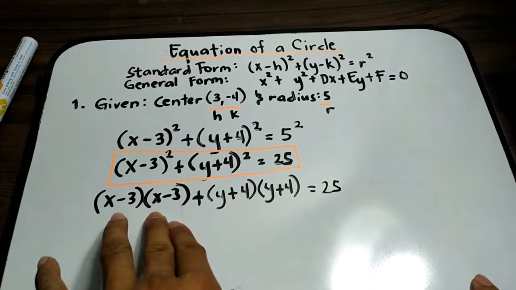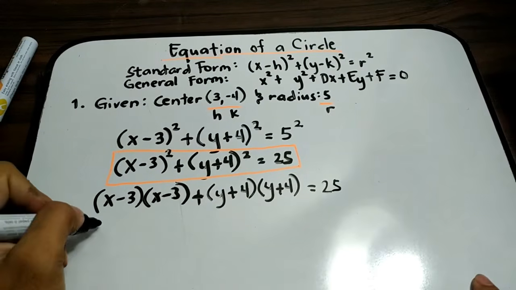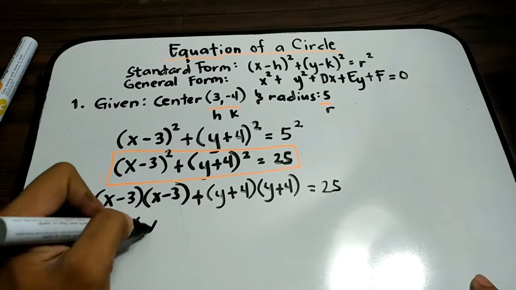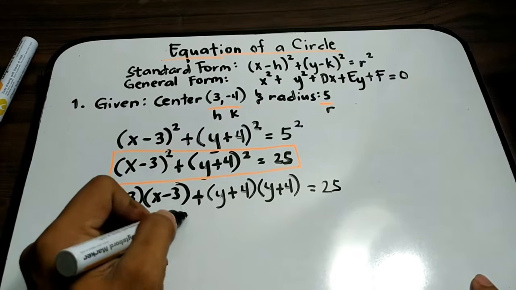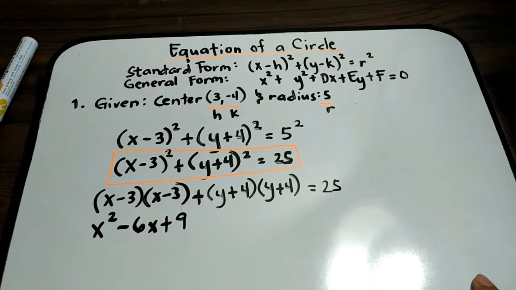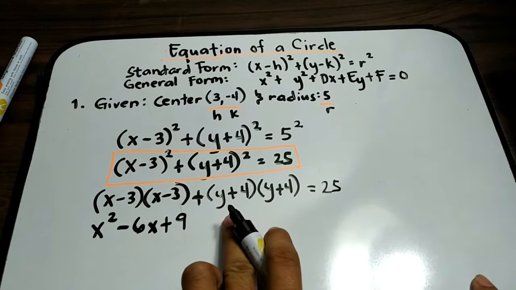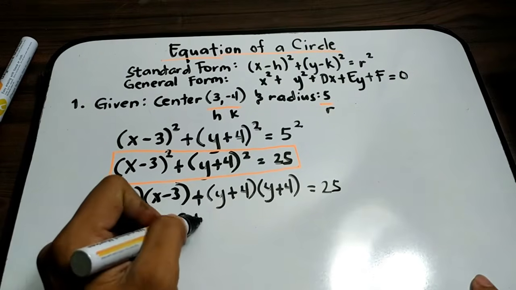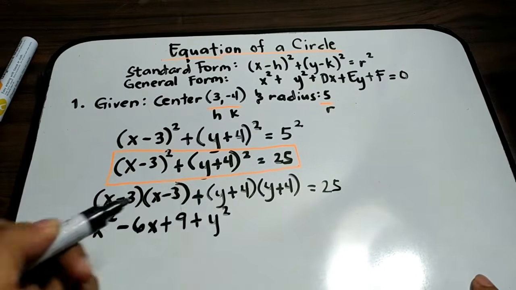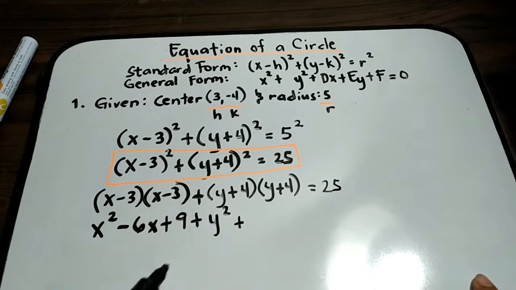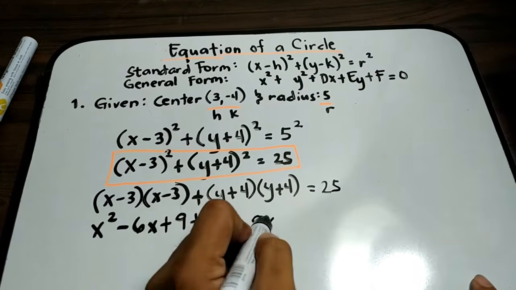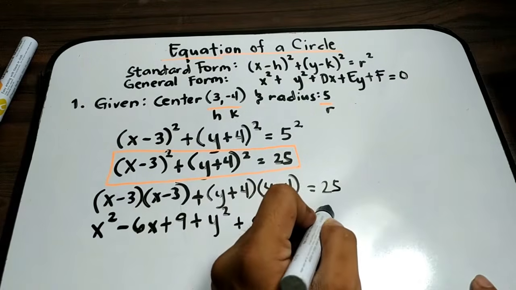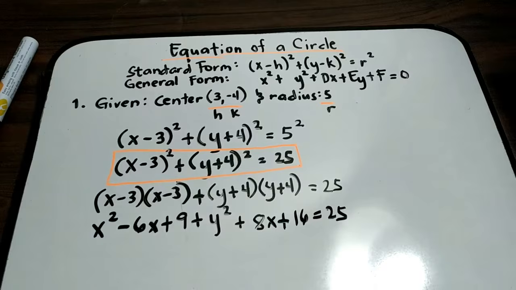If you will apply the FOIL method, this will give you x squared minus 6x plus 9. Same here with y plus 4 times y plus 4. If you will apply the FOIL method, this will give you plus y squared plus 8y plus 16 is equal to 25.